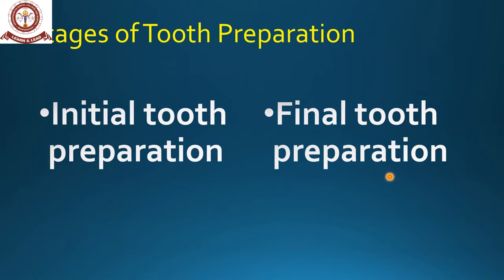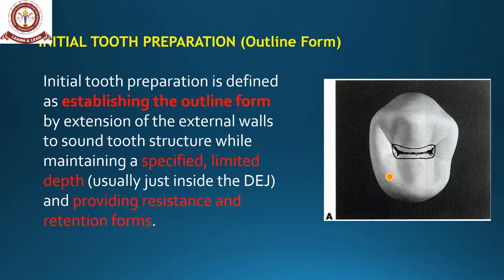So coming to the stages of tooth preparation, you people already would have studied in principles of tooth preparation. It is divided into initial tooth preparation and final tooth preparation. So first is initial tooth preparation, which is nothing but outline form. Initial tooth preparation is defined as establishing the outline form by extension of the external walls to sound tooth structure while maintaining a specified limited depth. Usually the depth is inside the dentino-enamel junction, and it provides resistance and retention forms.